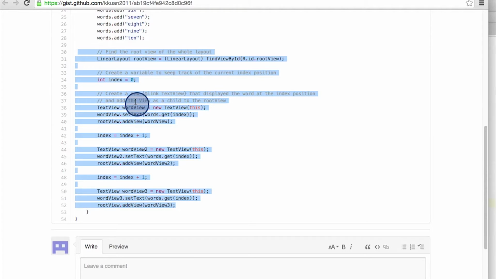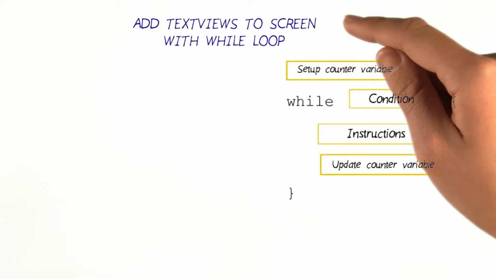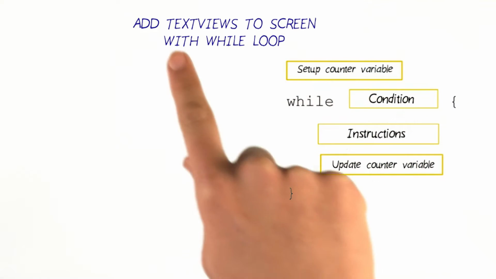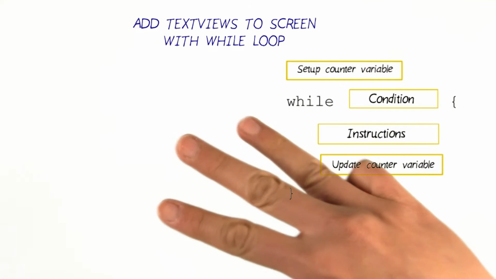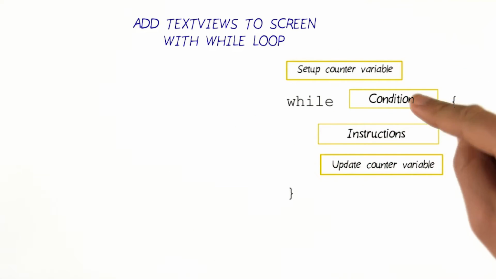So after studying this code and understanding how it works, it will help us to write the while loop. Now, before we begin writing the while loop, let's review the three guiding questions that we discussed earlier in the while loop lecture. All right, so now let's discuss how to add text views to the screen using the while loop more in depth. And remember, this is the general structure for how we're going to write our while loop. And the three questions that we'll talk about will help us fill in these boxes.